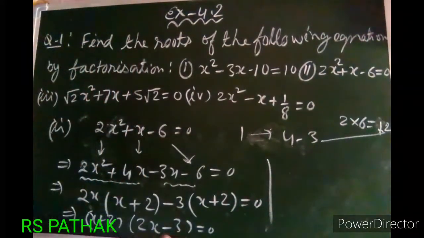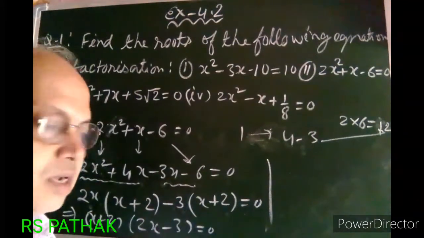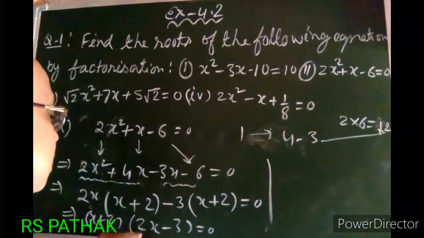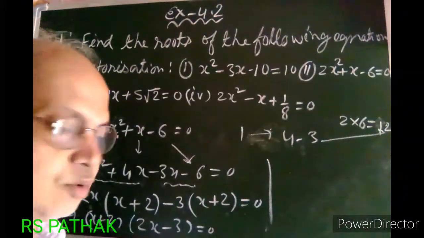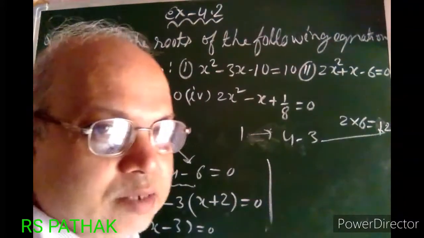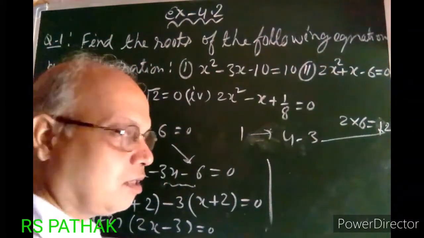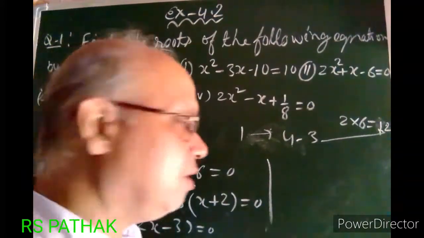Now I am seeing here the product of two numbers, these factors, is 0. It is possible only when one of the two factors is 0 or both the factors are 0. Therefore, I don't know which factor is 0, therefore I will take each factor as 0.